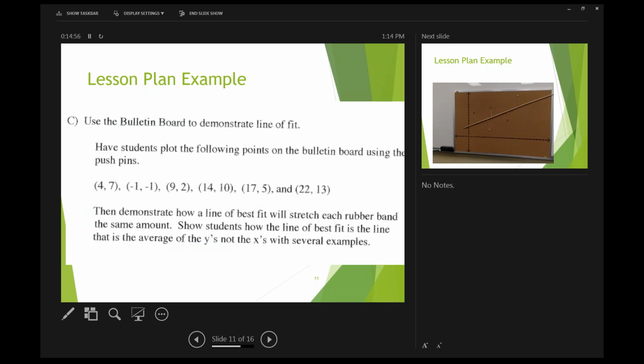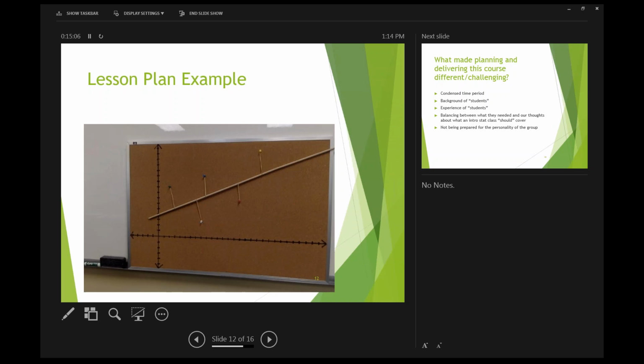So the lesson plan started out with a bunch of practice problems and just discussion about how you would fit a line, and then they actually have this bulletin board with rubber bands so they can sort of visualize and understand how that line is being fit and how it's trying to minimize those vertical distances between each point and the line. So these are just a couple of really creative examples of lesson plans that some of the teachers have come up with and are actually still using in their classes.